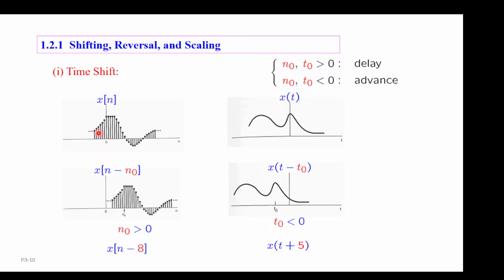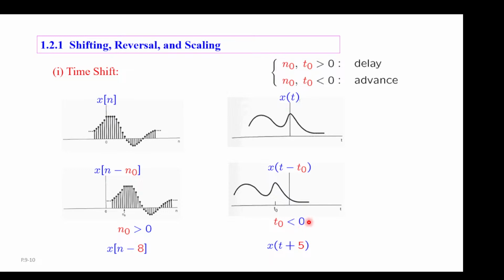The picture shows what the signal looks like at each time step. For example, what happened at time 0 is now what happens at time n0. So the signal is happening later, so the signal is delayed. You can check the math: at 0 you have x of 0, and now instead at n0 you have x of n0 minus n0, which is x of 0. Here with n0 equal to 8, the whole signal gets delayed by 8 steps.